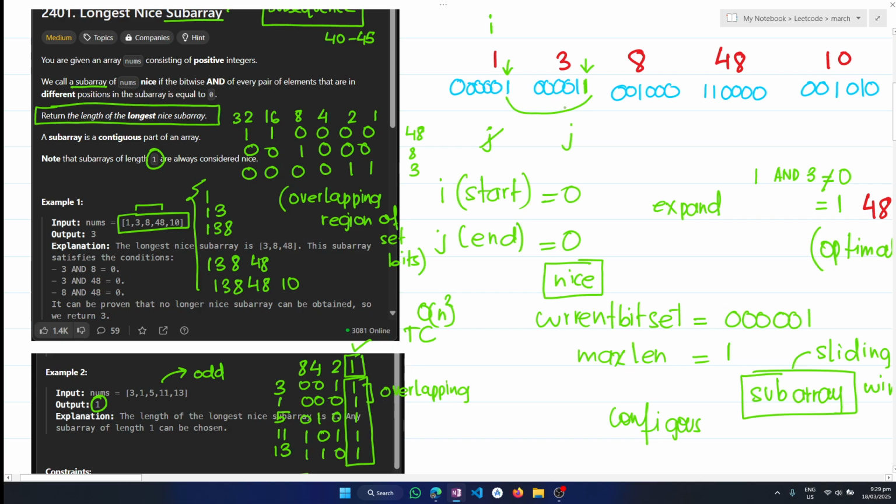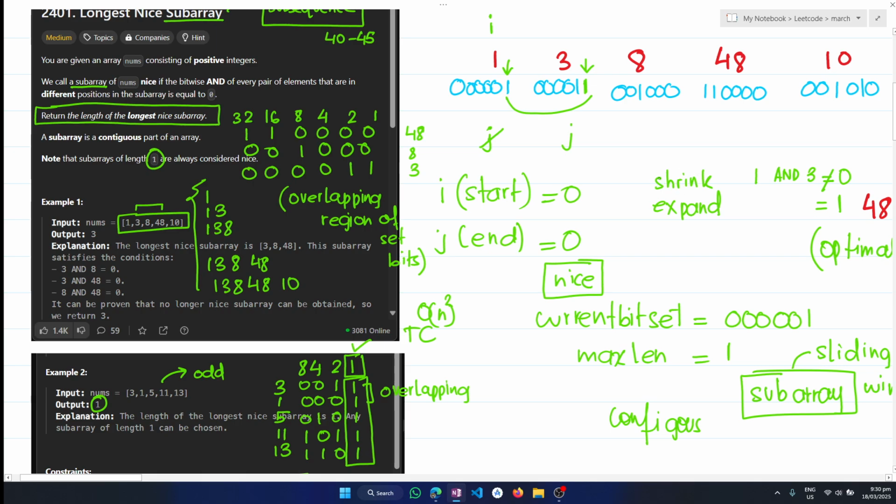And since you're not going to get a 0, that means if both of these numbers are in the same subarray, then that subarray isn't nice. Why? Because the AND of two numbers at different positions is not equal to 0. As simple as that. Now, since my condition is not being met, I'm going to try to shrink the window, isn't it?